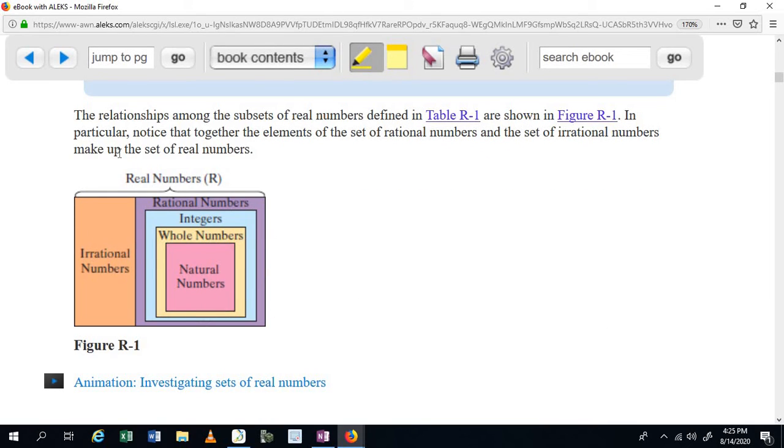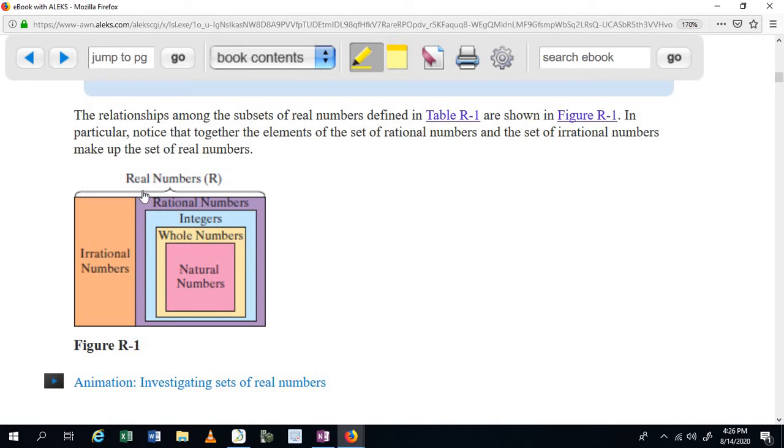Okay, so this little diagram right here might help you to sort of see how all these numbers fit together. The set of real numbers is the largest set of numbers. And within the set of real numbers, a real number is either irrational or it's rational. In other words, it can either be written as the ratio of two integers or it can't be written as the ratio of two integers. If it can be written as the ratio of two integers, it's a rational number. And if it can't, then it's irrational. So real numbers have to fall into one of those two categories. You're either irrational or you're rational.